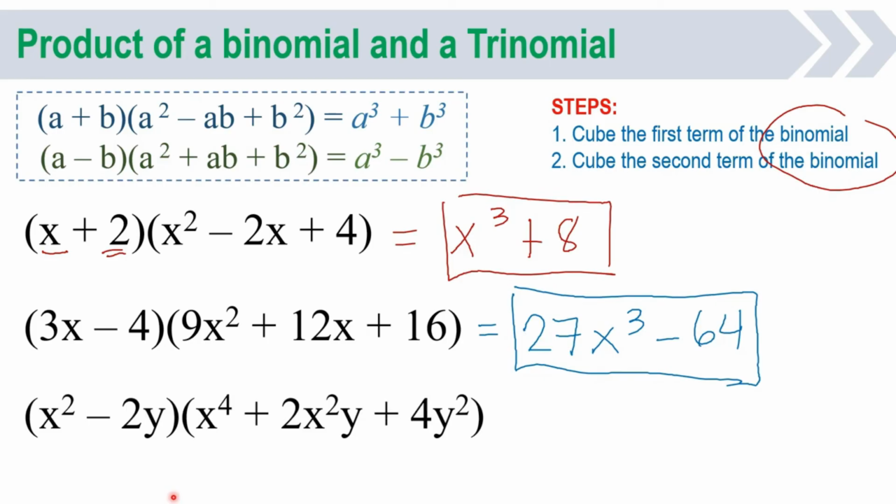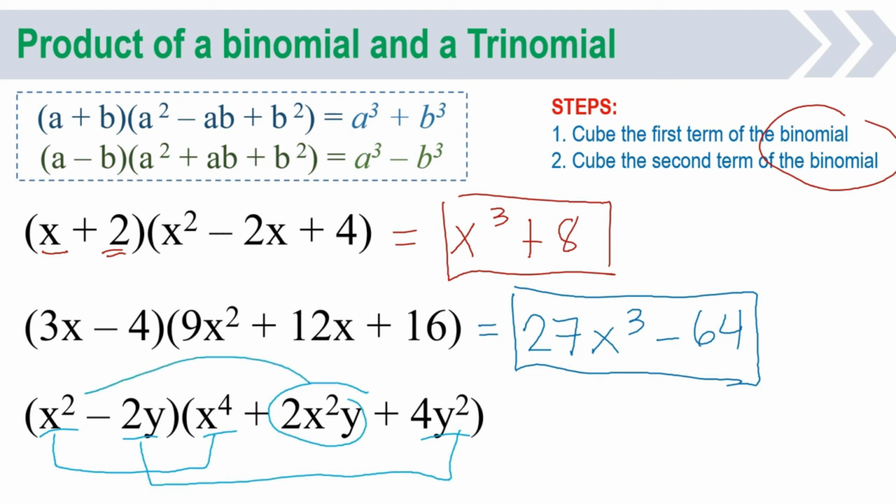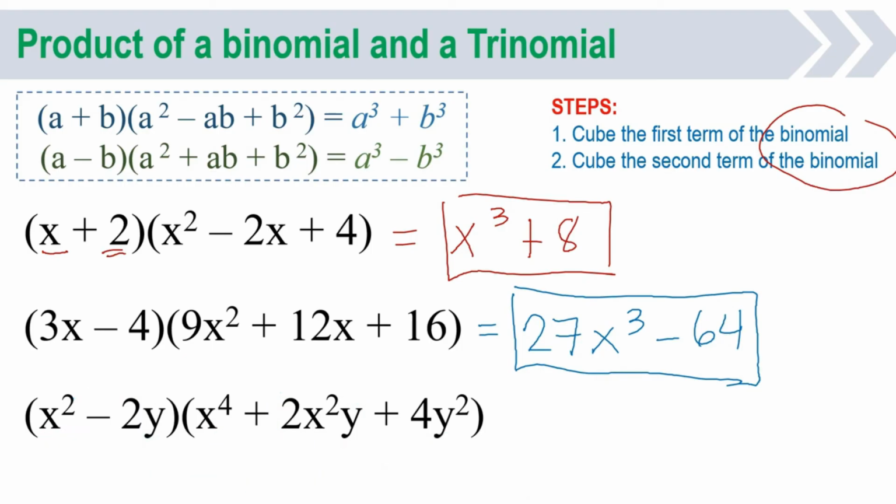Last example. Okay, before we proceed with the answer, we check if this is really a special product. So, first and last term is from the square of first and last term. X squared times x squared, that is x raised to 4. 2y times 2y, that is 4y squared. Then the middle term must be the combination of the two. So x squared times 2y, that is 2x squared y. Okay, that's correct. So let us proceed with the answer.